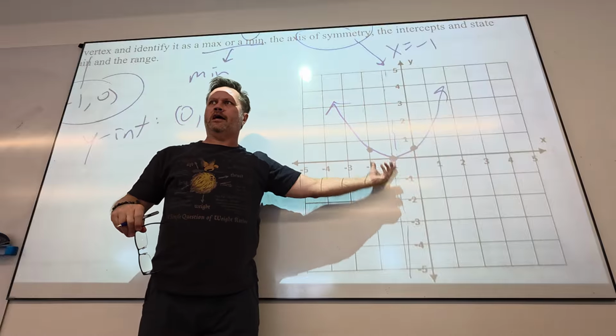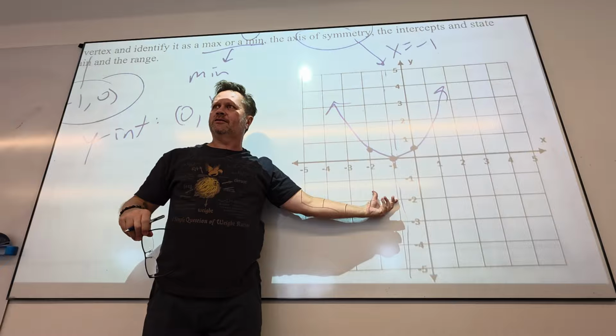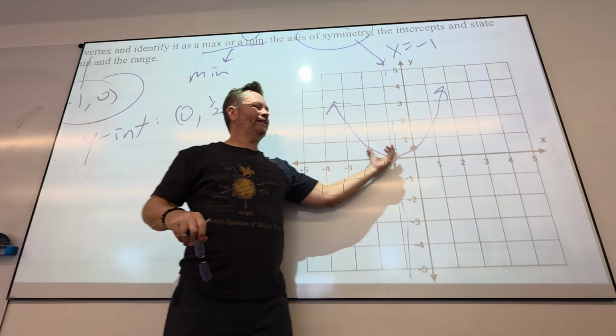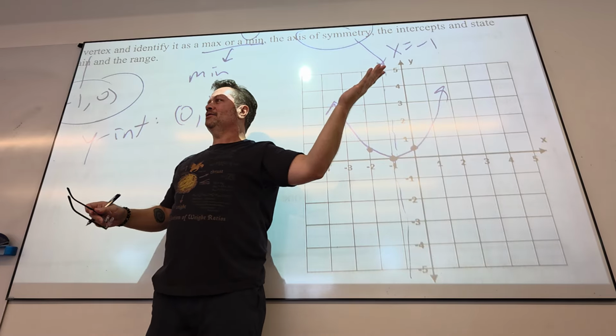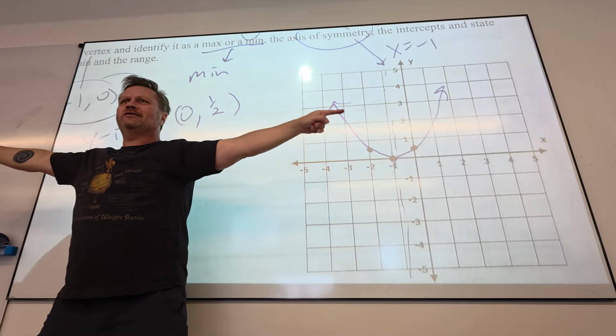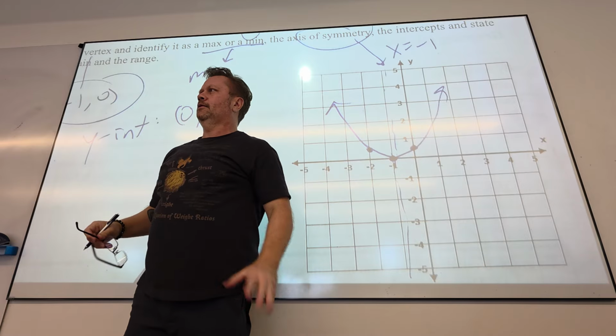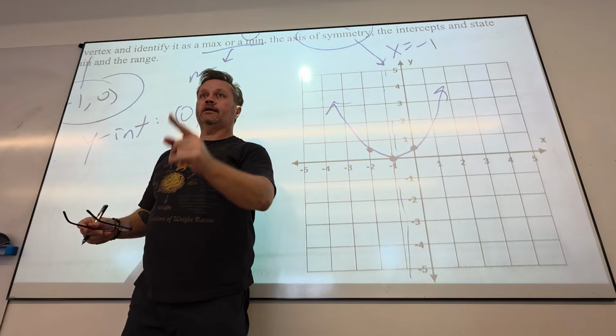What if I shifted it down? Would that change the range? Yes. What if I shifted it left and right? Would that change the domain? No, because the domain is all real numbers already. So if I just shift it, it doesn't do anything. Okay. I love it.